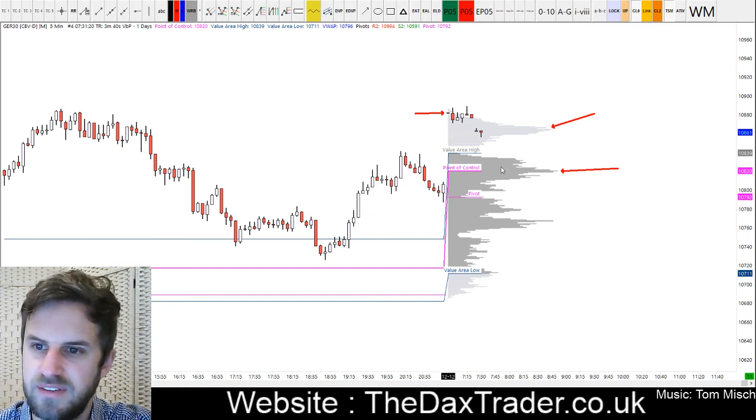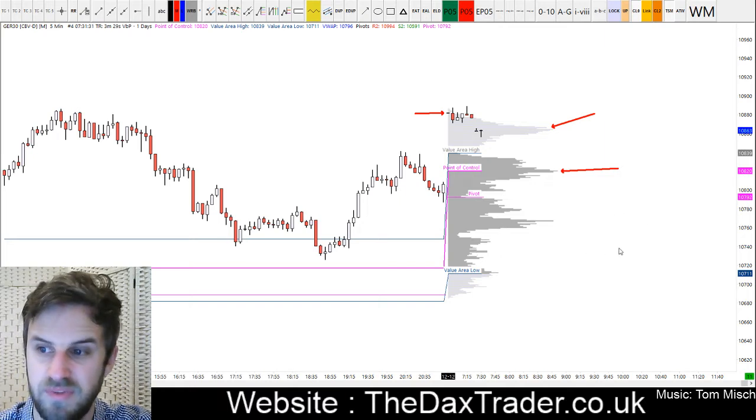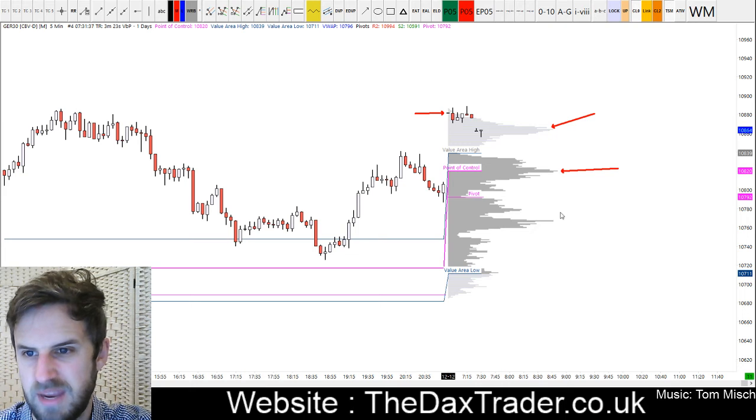And I've got the point of control from yesterday at 10,820, so I'll be looking out for that. Daily pivot down there at 10,792 and the value area low at 711. So we're looking to see how we respond.